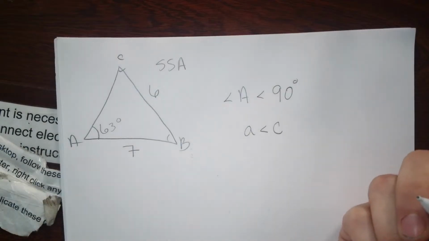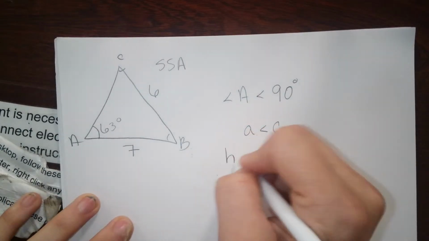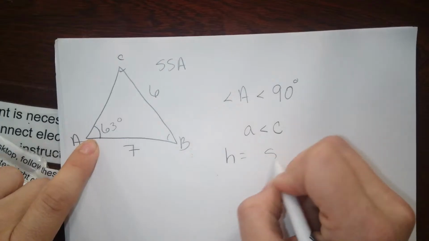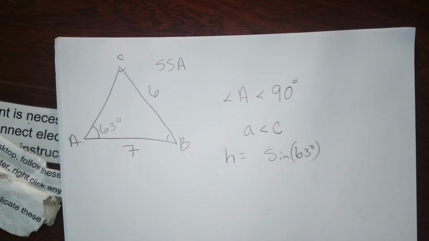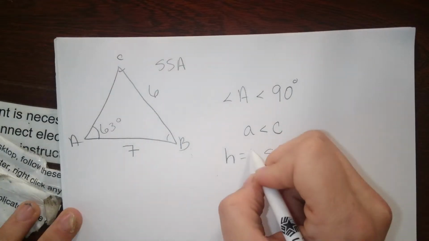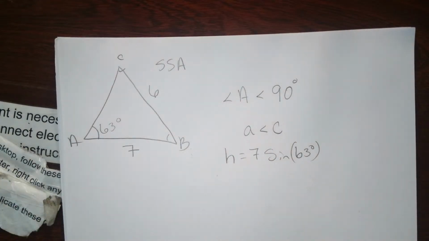The other one, right? So in this case, my height is going to be sine of the given angle, which is 63 degrees, times the side that does not correspond to the angle. So it's 7. So what is 7 times sine of 63 degrees? 6.24.